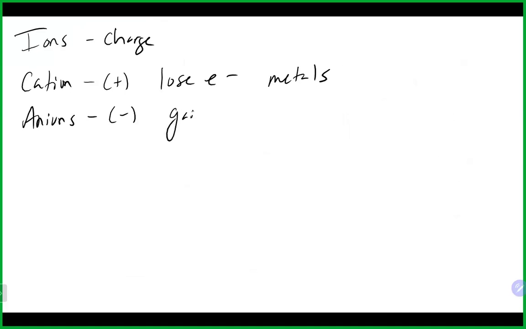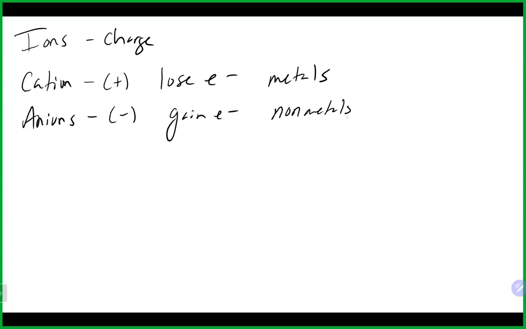These are typically the ones that gain electrons, and those are our nonmetals. As we talked about a second ago, it is the number of electrons that changes. Like we saw in that copper example, we actually have two fewer electrons, and that's what the positive charge means. You've lost electrons. The number is how many electrons you lost from the neutral atom.